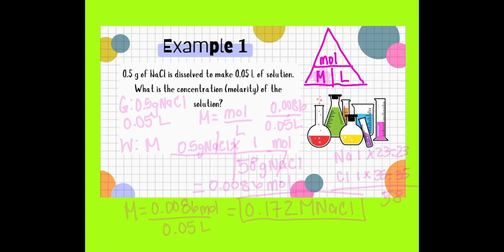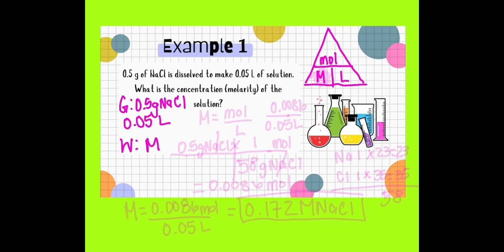So I am going to write out my given and my want. What is it that I was given? So in this problem, as we can see, we were given 0.5 grams of NaCl. We were also given 0.05 liters. Then we want to identify, based off of what the question is asking us, it says, what is the concentration, which concentration is just the molarity of the solution. So that means that we want to find molarity.